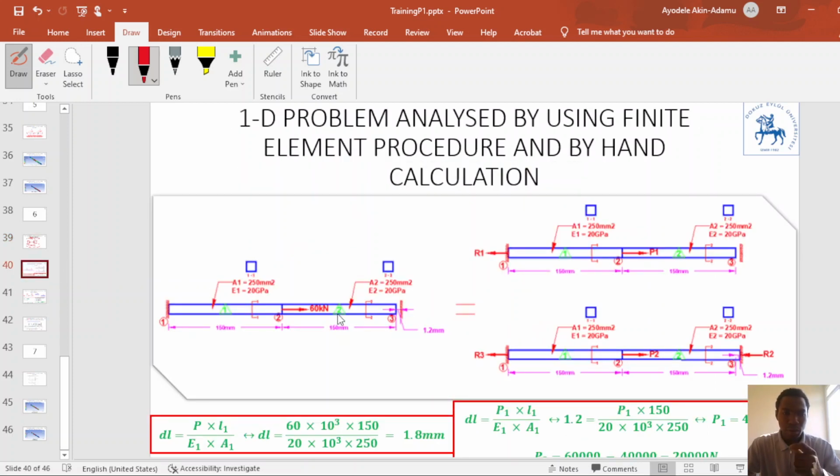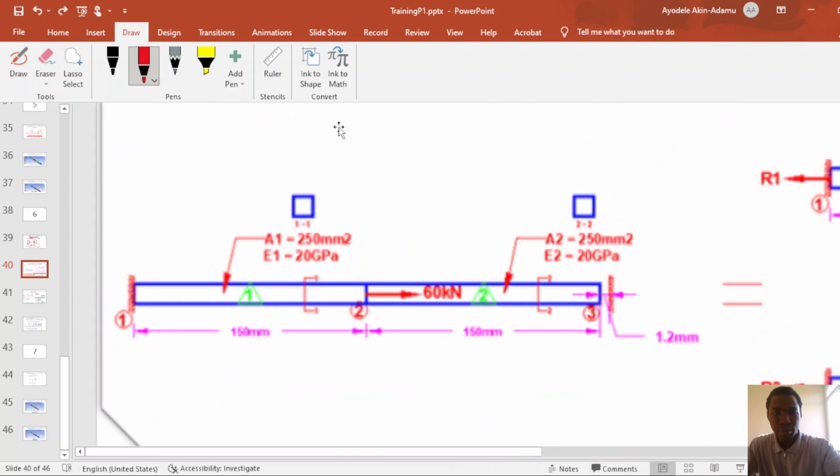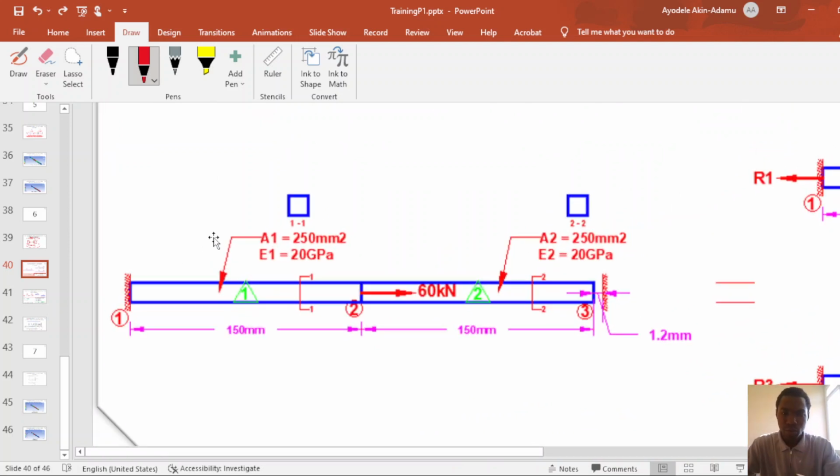So first, I'm going to solve the problem by hand calculation. Let me zoom. So this is our one-dimensional structural body, which is placed between two supports. We have a 1.2 mm gap at node 3. As you see, the body is divided into two finite elements, finite element 1 and finite element 2. So the question here is, what is the effect of the 60 kilonewton load on the structural body?